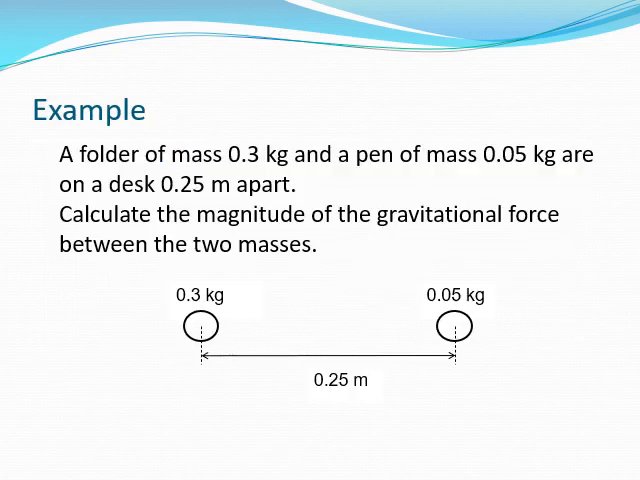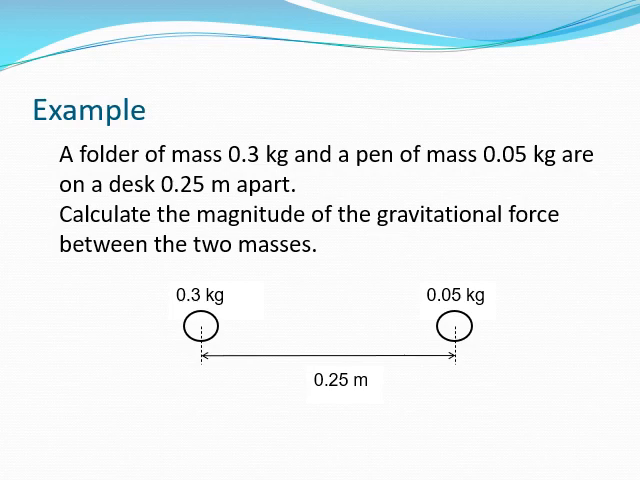So let's have a look at what kind of values these forces would have. If we consider a folder that has a mass of 0.3 kilograms, 300 grams, and a pen that has a mass of 0.05 kilograms, that are 0.25 meters, 25 centimeters, apart, we can work out the magnitude of the gravitational force between the two masses. Both will be attracting each other.